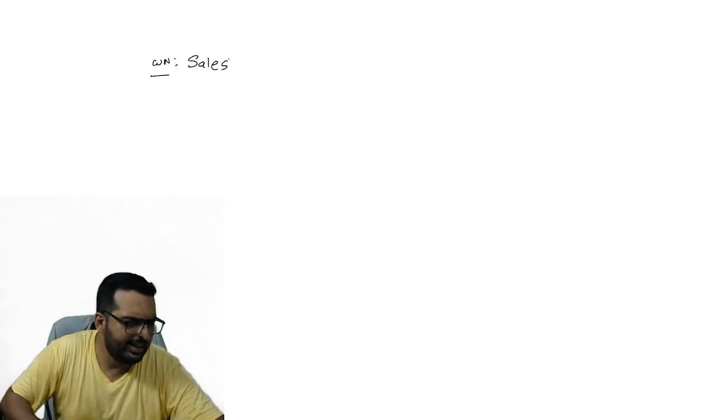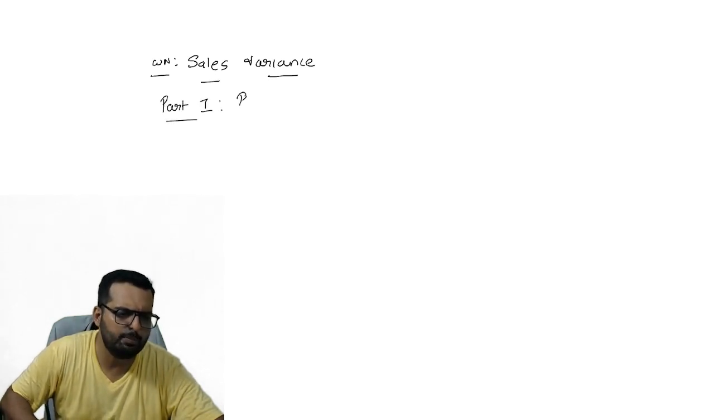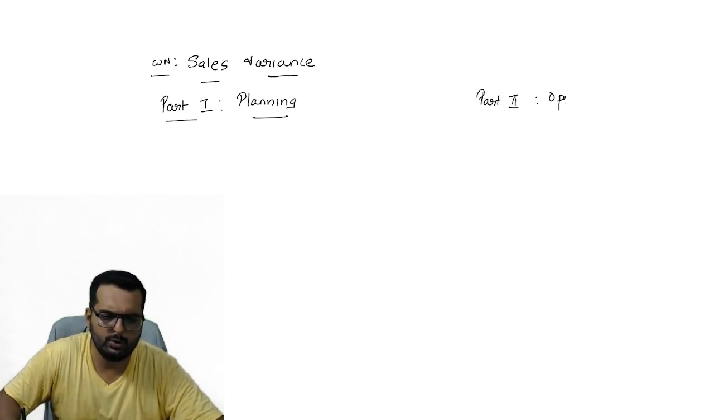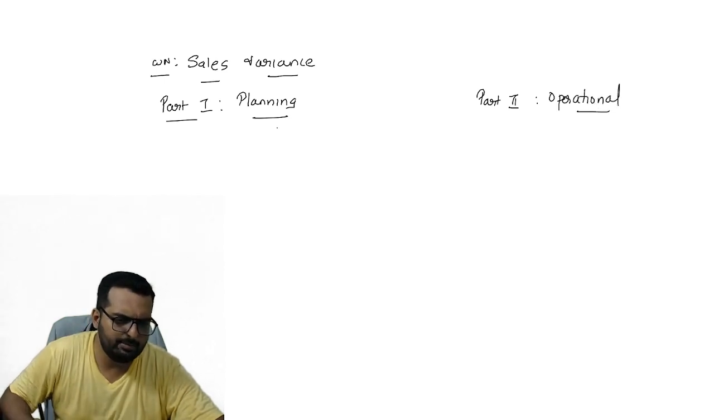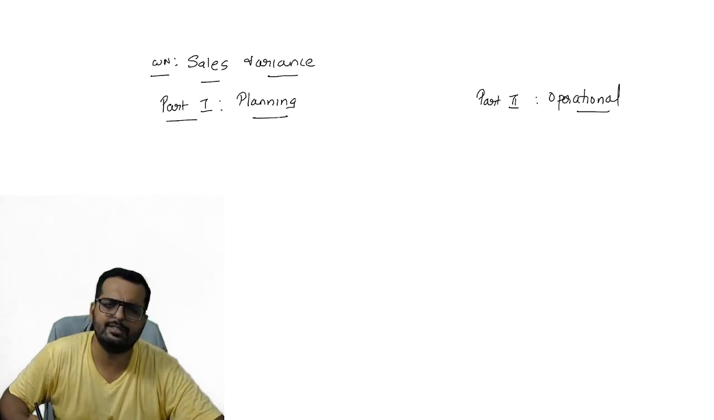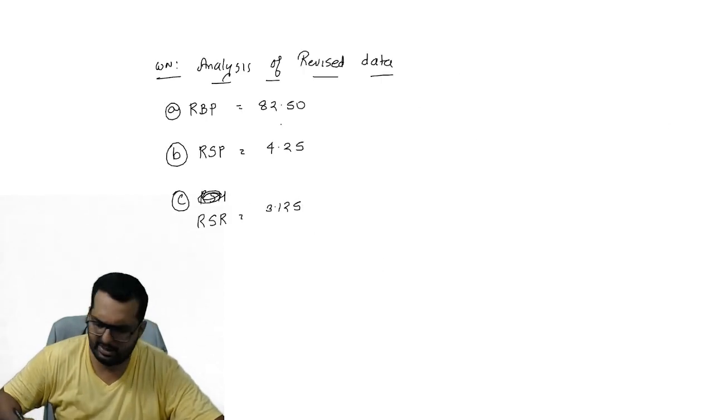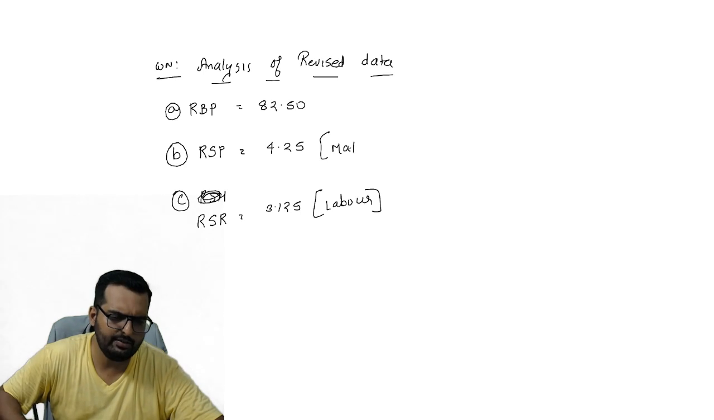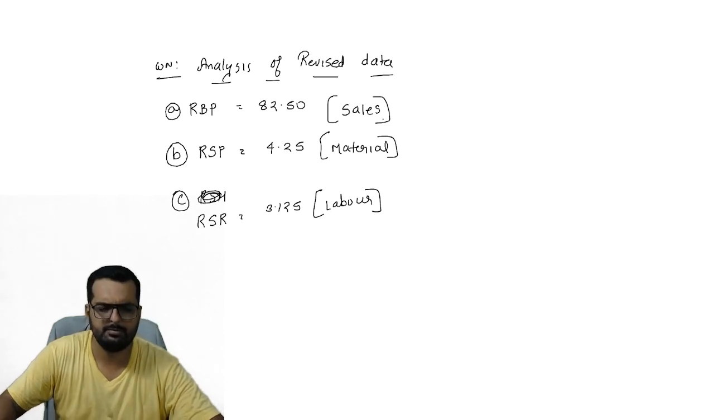Now, friends, once you are done with this, write down the next working note heading, sales variance. So when you do sales now, part 1, you will do planning variance. And part 2, what will you do? You will do operational variance. So what will be the table format for planning variance? RSP is revised standard price. RSR is revised standard rate. One is for labor. Is that your doubt? This one is for labor. This one is for material variance. And this one is for sales variance. Okay? Note it down.